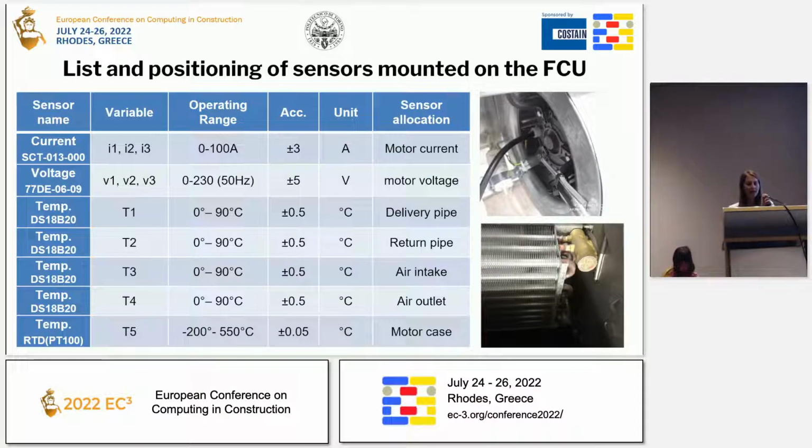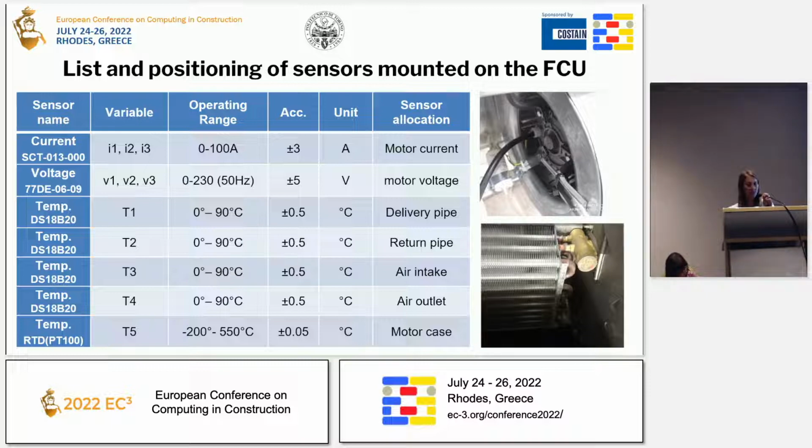Here in detail is the list of sensors mounted on the fan coil unit, and the figure shows the motor of the fan coil unit with the temperature sensors and the battery with the sensor, plus current and voltage sensors that are installed in some parts inside.